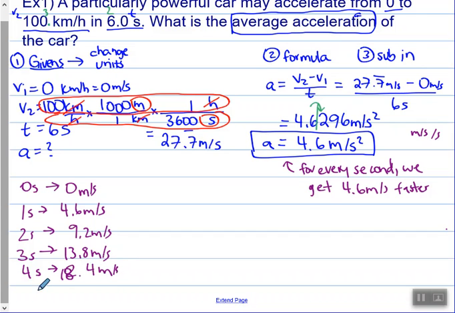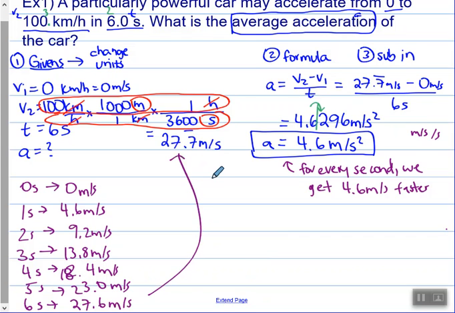18.4 meters per second. 5 seconds, going 23 meters per second. And at 6 seconds, which is what we have in our question, we'd be going 27.6 meters per second, which is basically what we started with. So keep in mind, we are having to round to significant digits. So this number is close enough, 27.6 and 27.7 repeating meters per second, close enough.